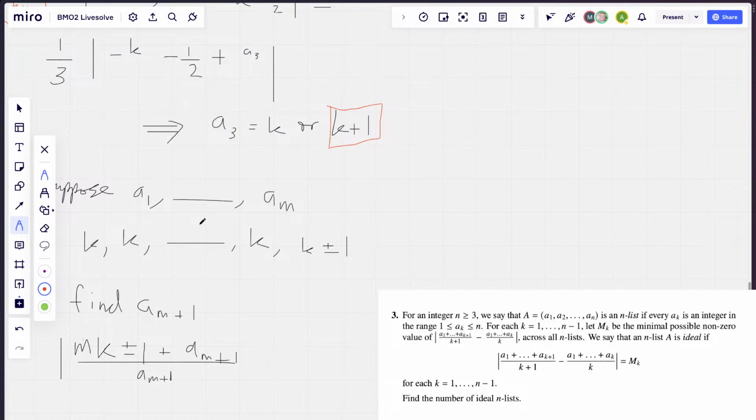So I guess then we want to have a1 up to ak less than or equal to, I guess, k. Well, it has to be less than, because it has to be non-zero, so it has to be less than k times ak plus 1.